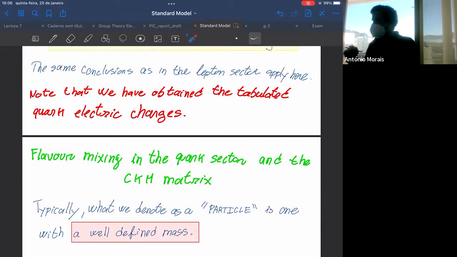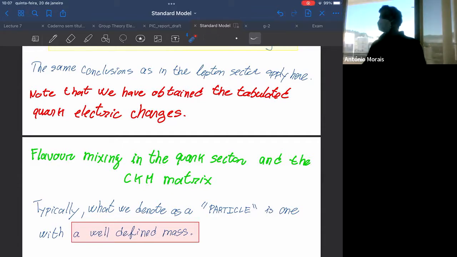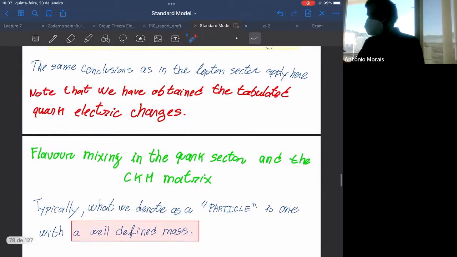But they oscillate. Exactly, they oscillate, but it's a superposition. It's still a superposition of mass eigenstates, exactly. And you need the mass eigenstates for that. The propagation of the mass eigenstate is well defined, but then there is a phase that can map you from one flavor to another.